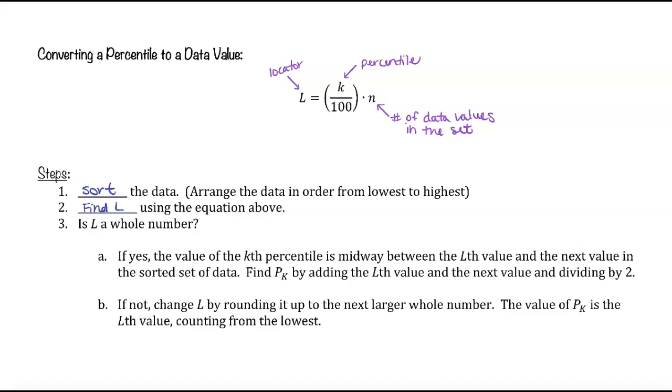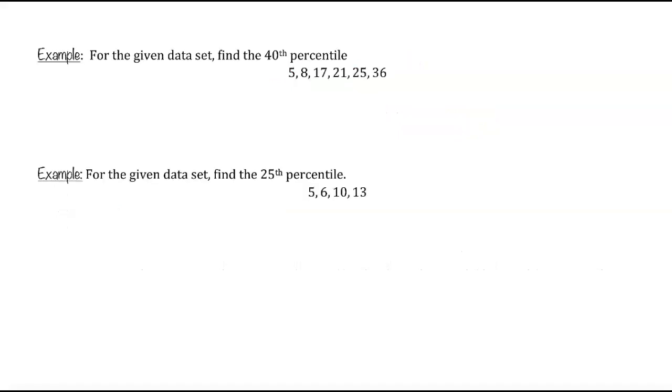Let's try out this process with a couple of examples. First, we're going to find the 40th percentile in this data set. Notice that our data set is already listed from least to greatest, so we can go on to step 2 and calculate L. To calculate L, we need to compute K over 100 times N. In this case, our K is 40 because we're interested in the 40th percentile. And our N is 6 because there are 6 data values in this set. So L is equal to 40 over 100 times 6, or 2.4.